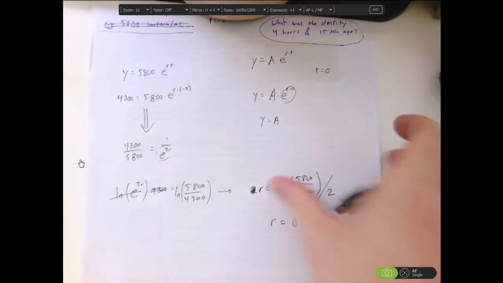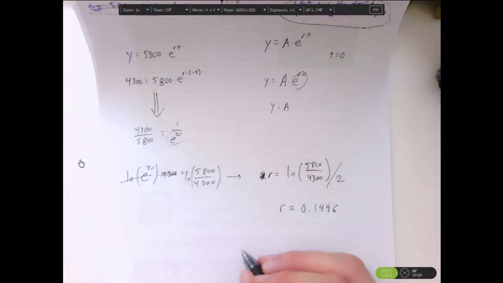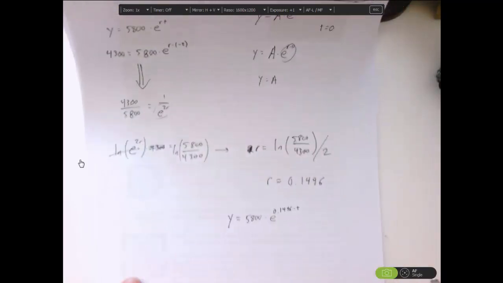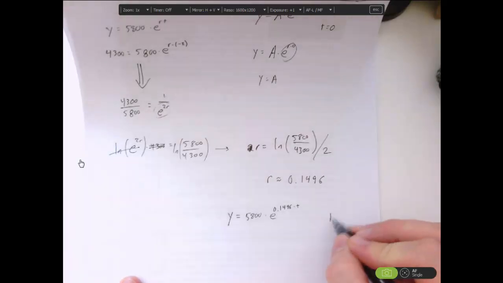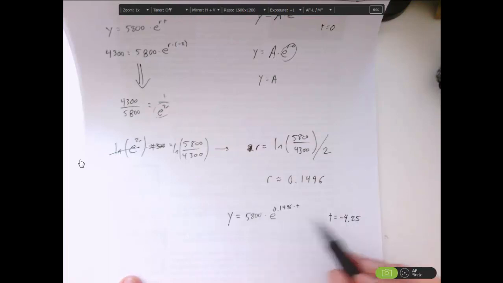All right, so that gives us our model now. I know what A is, and I know what R is. So I can say that the bacteria density is 5,800 times e to the 0.1496 times time. All right, what do I want to know? It says, what was the density 4 hours and 15 minutes ago? 4 hours and 15 minutes ago, time is -4.25, because 15 minutes is a quarter of an hour. So all I have to do now is plug that in for t, and I evaluate, and that should give me the correct solution.